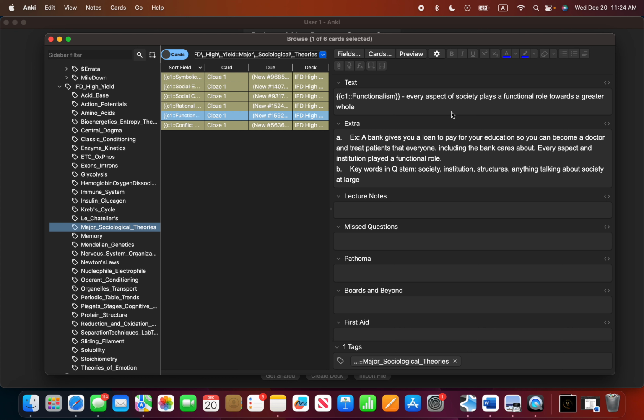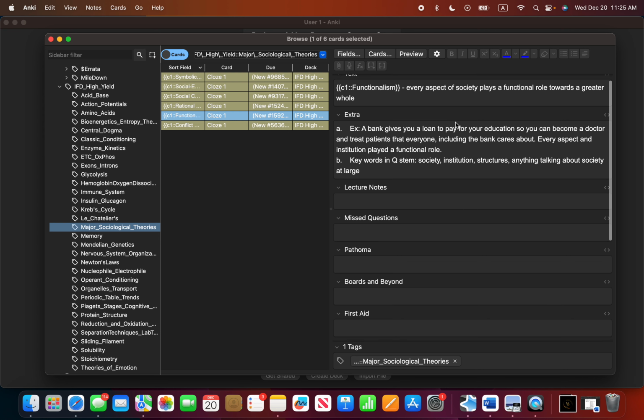Functionalism is that every aspect of society plays a functional role towards a greater whole. For example, a bank gives you a loan to pay for your education so you can become a doctor and treat patients that everyone, including the bank, cares about. Every aspect and institution plays its functional role.